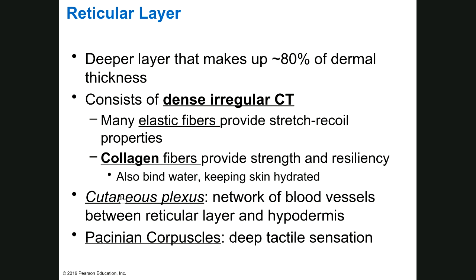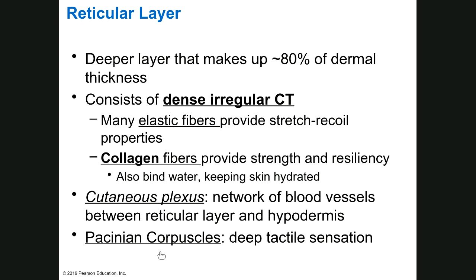What else do we find in the reticular layer? We find what's known as the cutaneous plexus. Cutaneous meaning skin. Plexus, this word means a network of something. We're usually talking about a collection or a network of vessels, all right? So we do find a lot of our blood vessels there in the reticular layer.